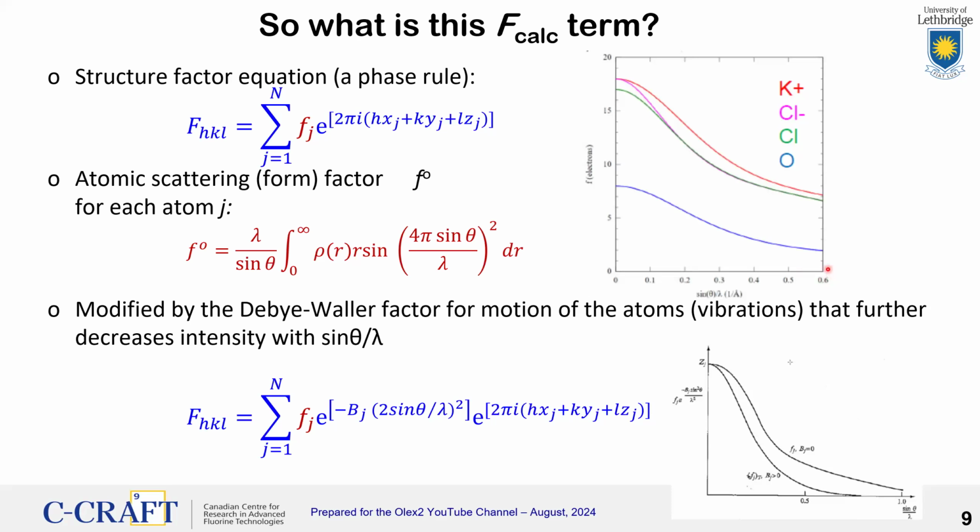Now, the other thing to note about this sine theta over lambda is that it becomes increasingly difficult to measure the data, because the intensities get weaker, and you also need shorter wavelength radiation to go out to the extreme of these settings. So the earlier part of these graphs is quite important.